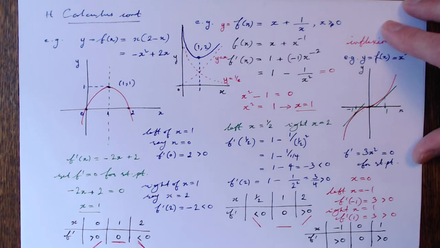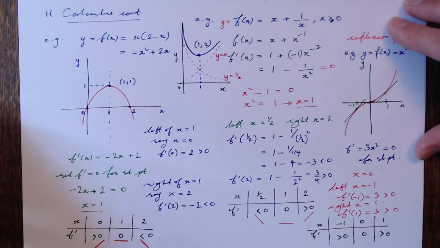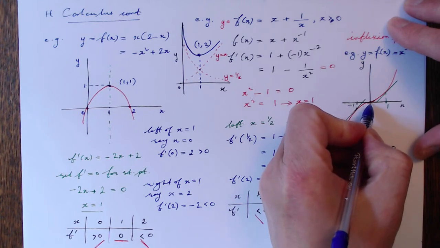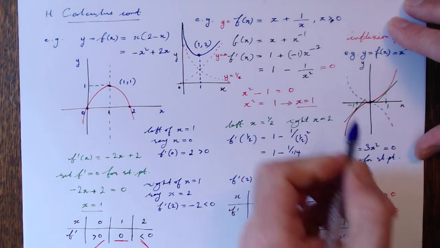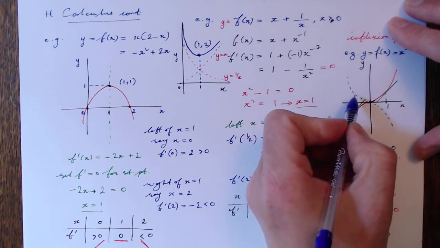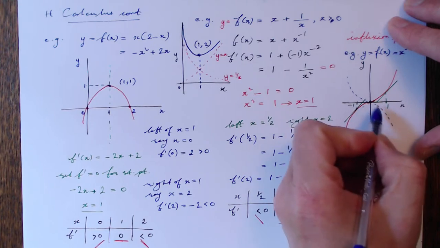The so-called negative inflection point would be for a function such as negative x cubed. So if I had a function negative x cubed, for example, which would look like this blue dashed line, you can see we'd have exactly the same analysis, but we'd have a derivative that goes from negative through 0 to negative.